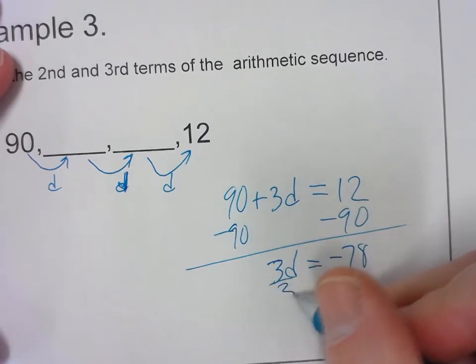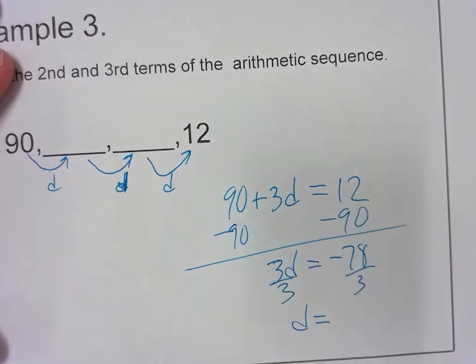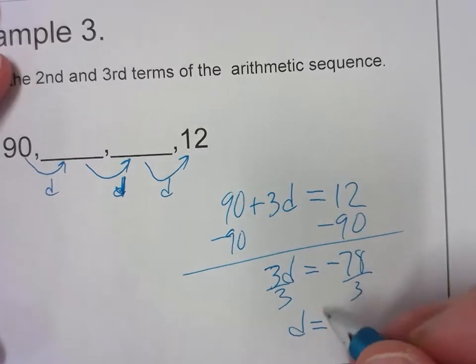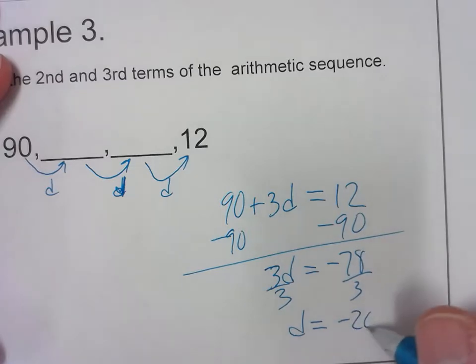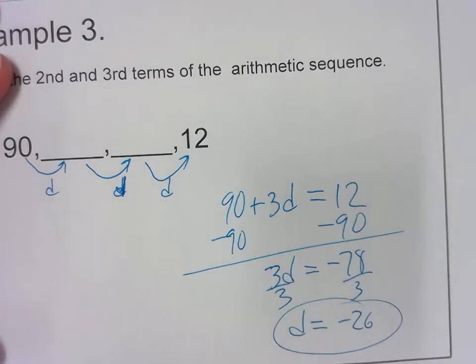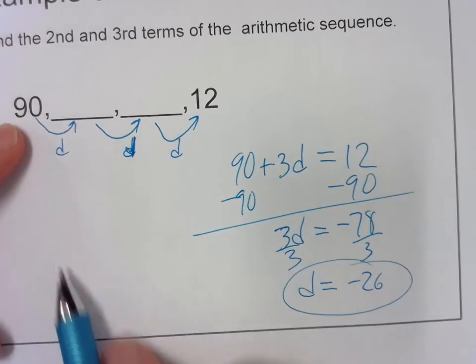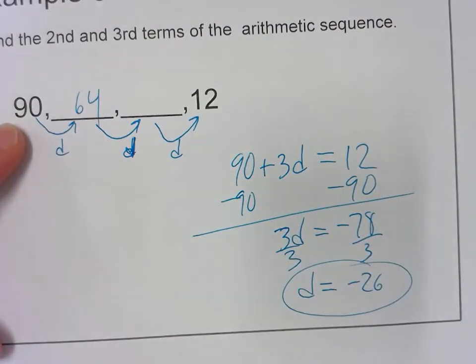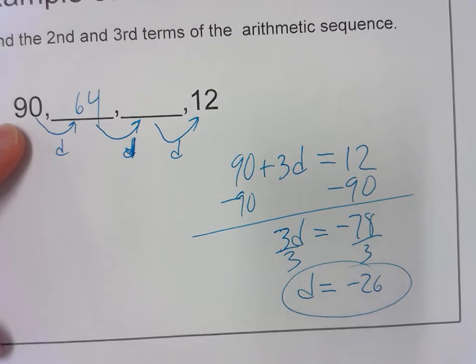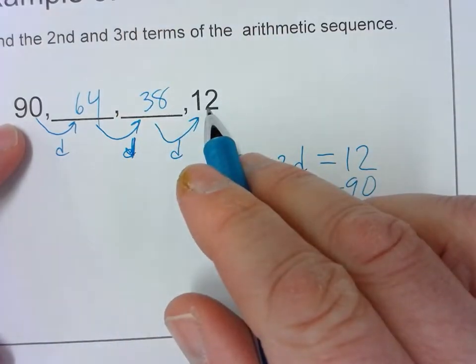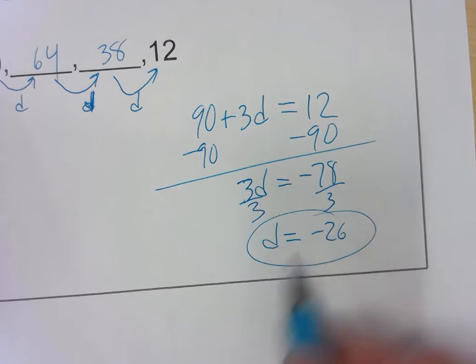Then we're going to divide by 3. That goes in there evenly. Goes in there 24 times. Is that correct? 26 times. My bad. 26 times. So it's negative 26. So I'm going down by 26 each time. So if I go down by 26, that would take me to 64. So to make sure this works, right? And then if I go down by 26 again, 38. And if I go down by 26 again, I hit 12. So those are the missing terms there because I'm going to have a common difference of negative 26.